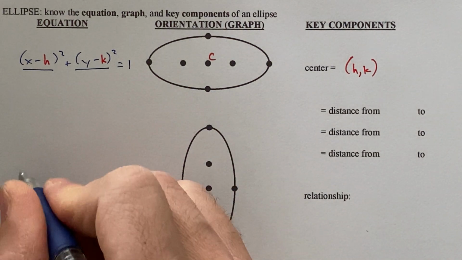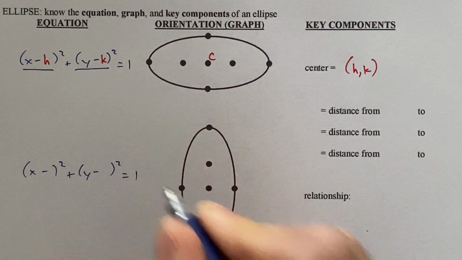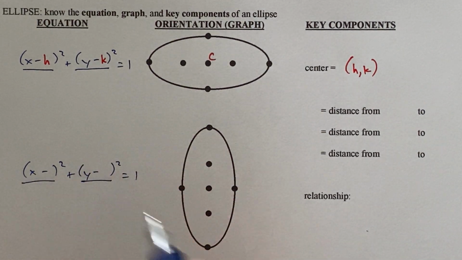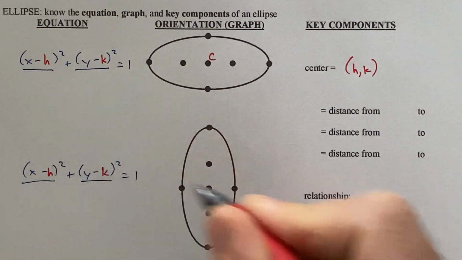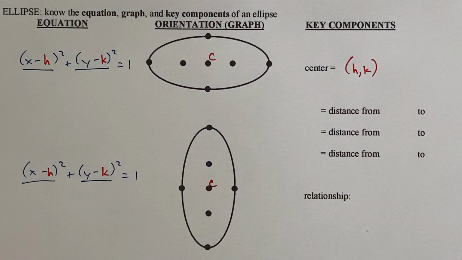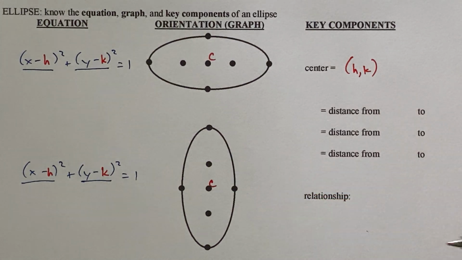Same thing for this setup right here. It's going to be x minus something squared plus y minus something squared equals 1. Again, these are going to be fractions. That's really the difference. H, K is still going to be the center. Here is the center right there, okay? Now, the difference between a short and fat versus a tall and skinny are these denominators.